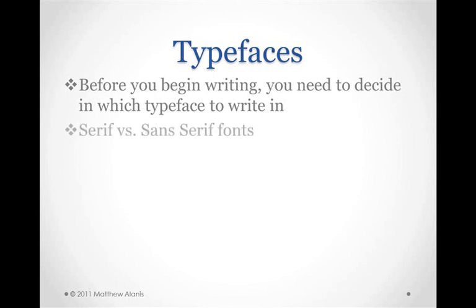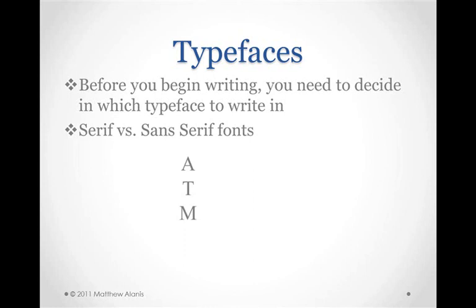Okay, so there are 2 types of typefaces, or 2 categories, I should say. There are what are called serif fonts, and then there are sans serif fonts. A serif is essentially a little mark or dash that appears on the letter. Okay, and a sans serif does not have those particular markings. That's what sans actually stands for. So what I have here is a couple of examples.